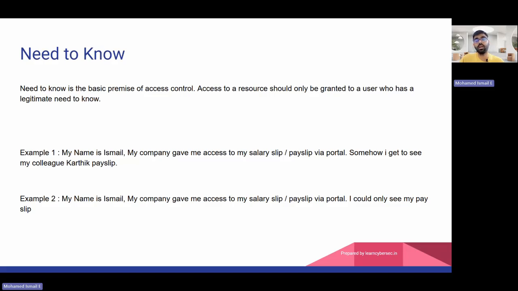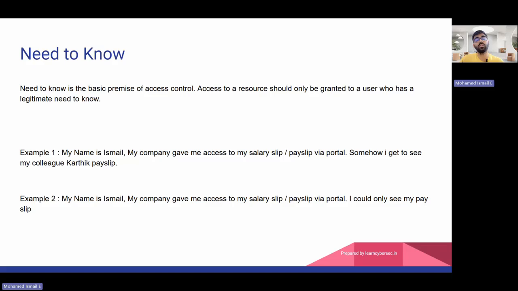In a similar way, take the same payslip application example. My name is Ismail. My company gave me access to my salary slip or payslip via a portal. Somehow I get to see my colleague Karthik's payslip, which is completely wrong, because I shouldn't need to know someone else's payslip. But in example 2, my company gave me access to my salary slip, and on the portal I could only see my payslip. That is the intended behavior, the subject rights which I have.